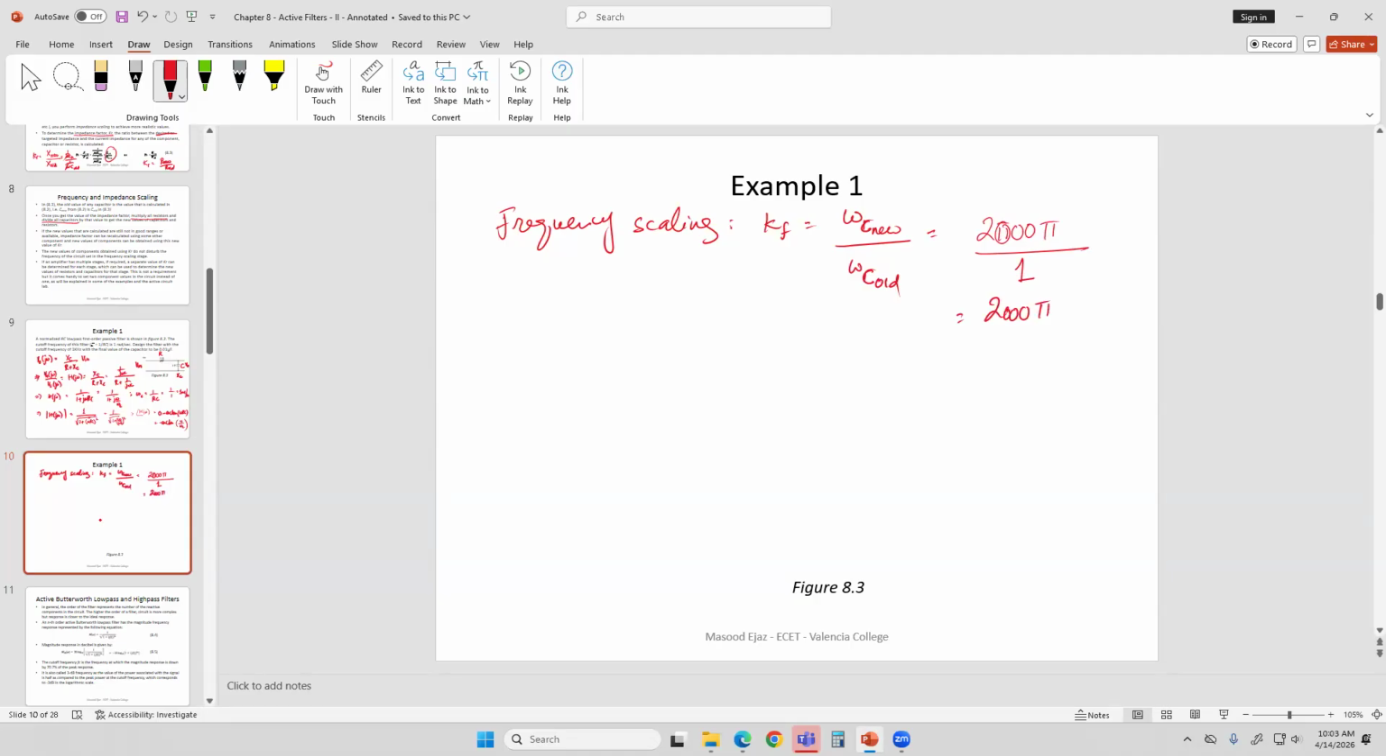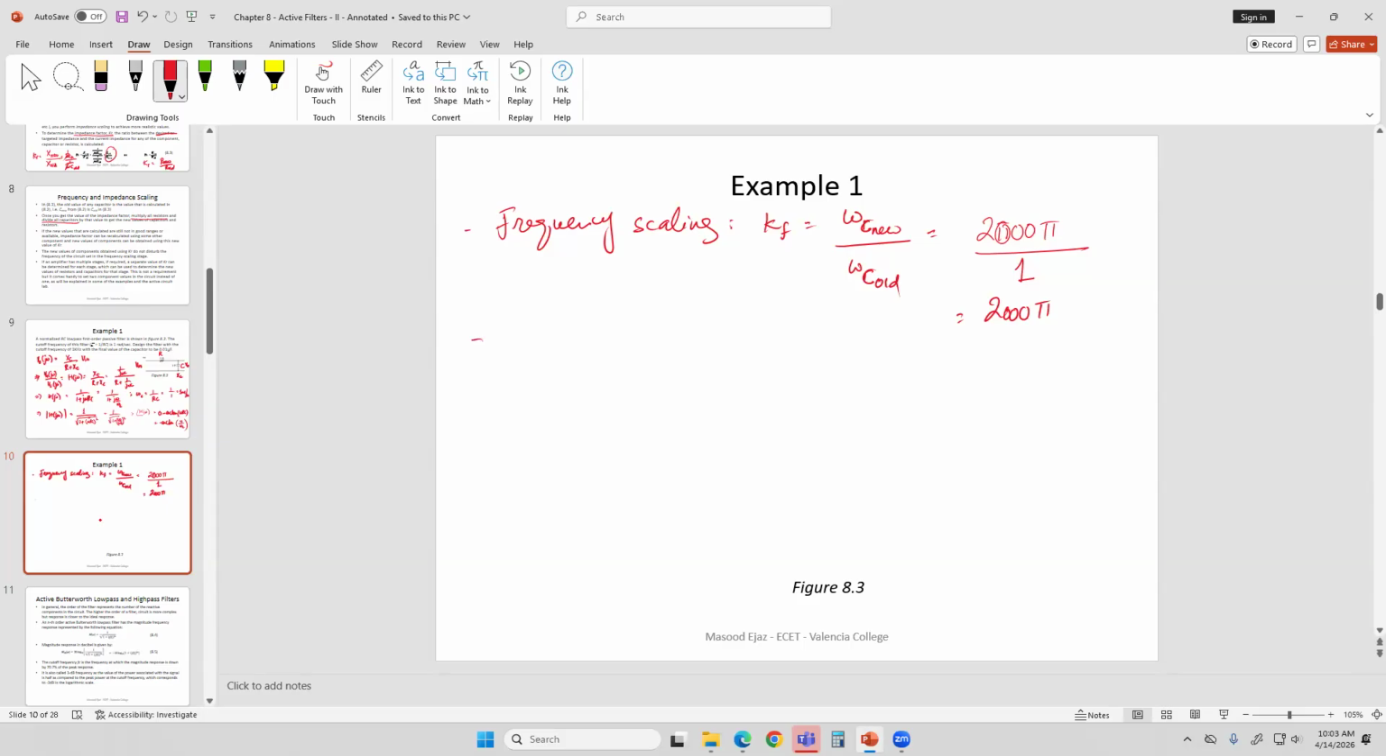Does kf have a unit or not? No, because it's a ratio between two same quantities. So it's simply 2000 pi without any unit. Don't put radian per second here. Okay, once you have your kf, what is the next step?